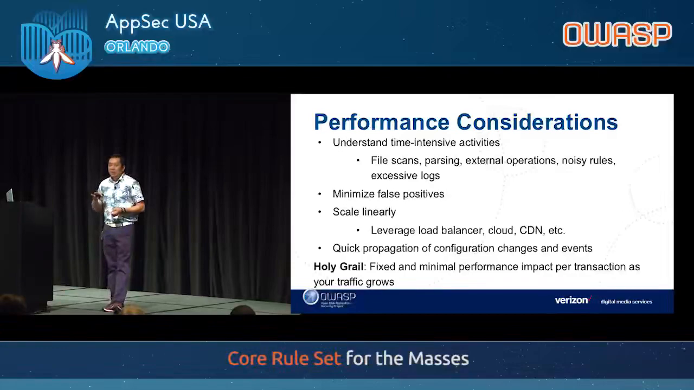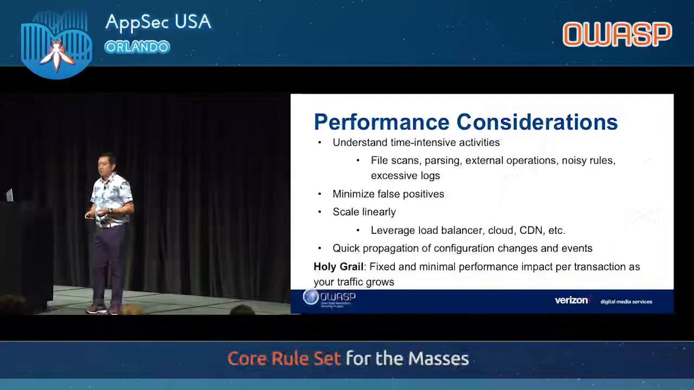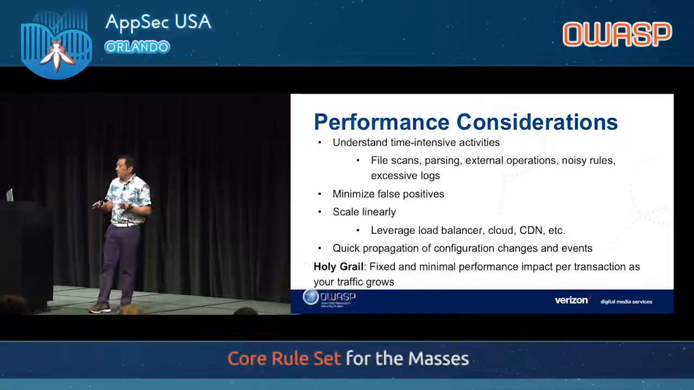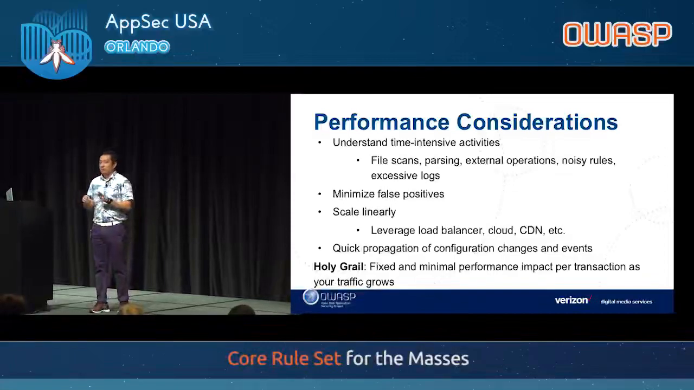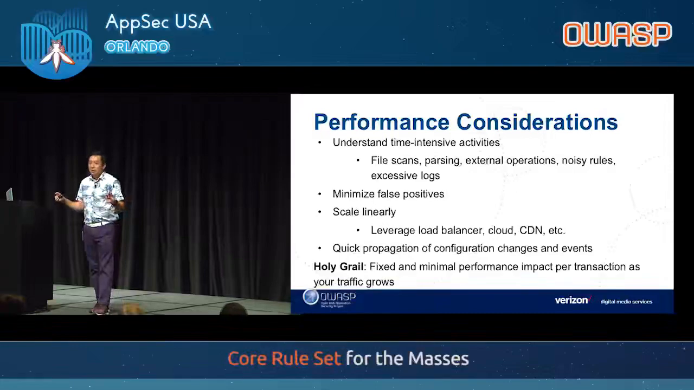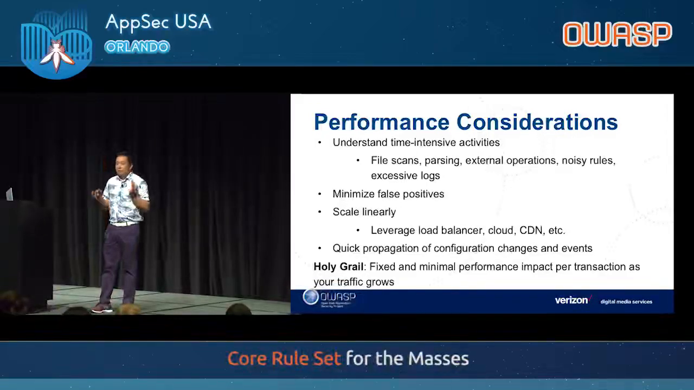Second thing to consider, using any WAF, especially ModSecurity, is to minimize the false positives because they can impact your performance. But the holy grail of this is that you want ModSecurity to scale linearly. What I mean is that as you have more HTTP transactions, the cost on each transaction should be fixed. You should add more resources as your transactions grow, and maybe shrink back as your transaction load gets less.